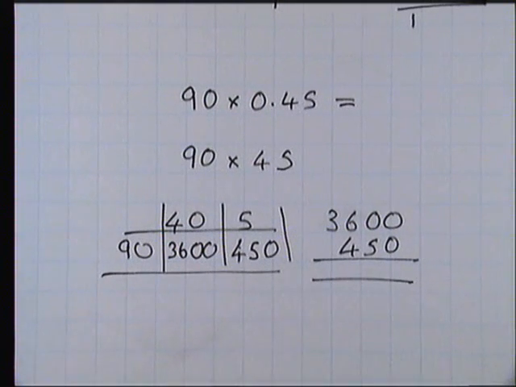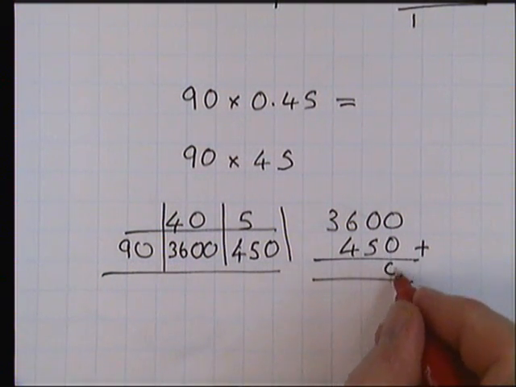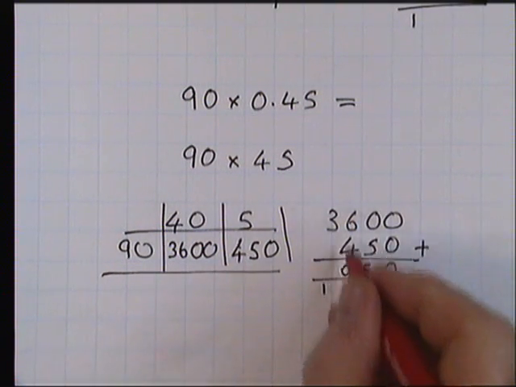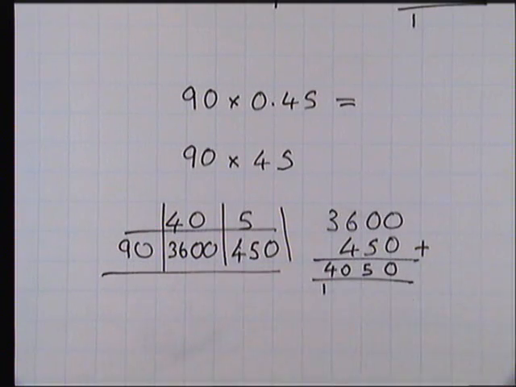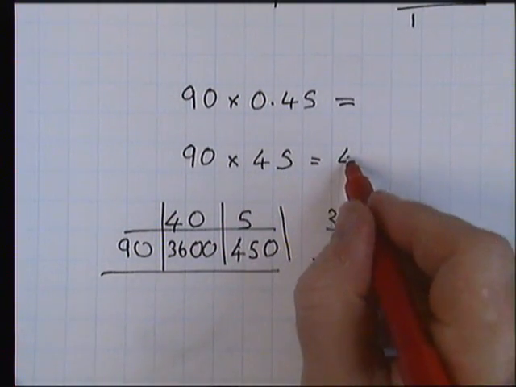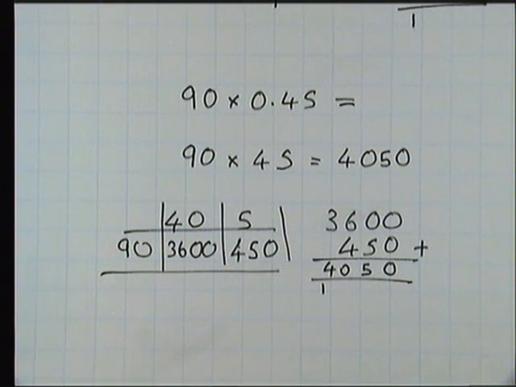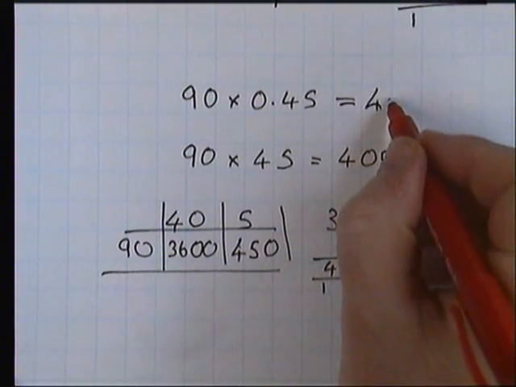Okay, and we add, so 0 plus 0 is 0, 0 plus 5 is 5, 6 plus 4 is 10, and 3 plus 1 is 4. So we get an answer of 4050. So we can write that as an answer up here.